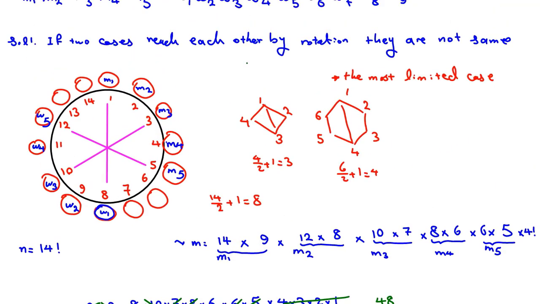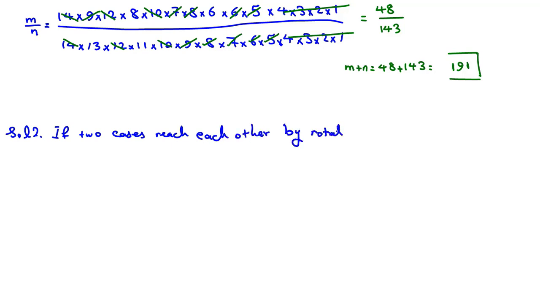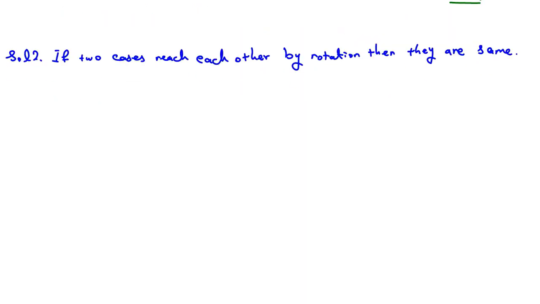That was solution number 1, without considering that two cases may reach each other by rotation. Before telling you solution number 2, let me also tell you about rotation: if two cases reach each other by rotation, then they are the same. You need this because maybe the problem doesn't say probability, it says to calculate only the numerator, the number of good cases, and if two cases reach each other, you should consider them the same.